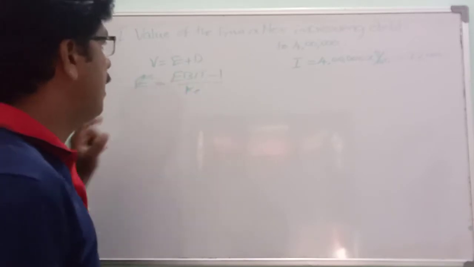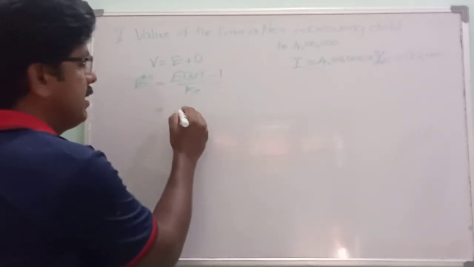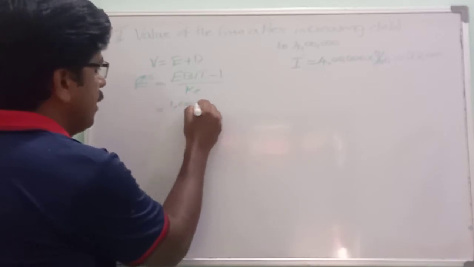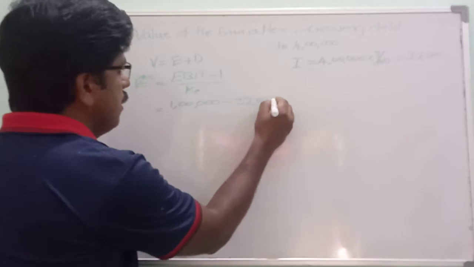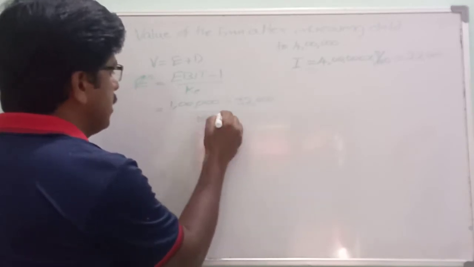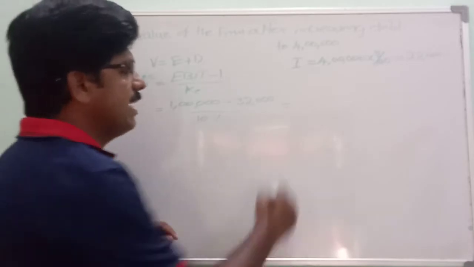Then EBIT minus I divided by K, how much will it be? EBIT is equal to 1 lakh, that is the same. 1 lakh minus 32,000 divided by KE 10% as usual. Okay. 1 lakh minus 32,000 is equal to 68,000.